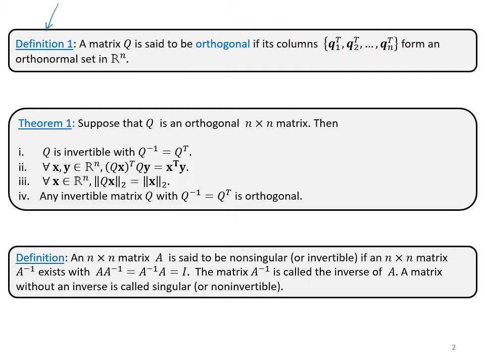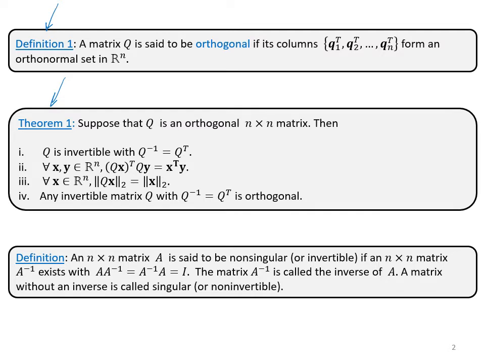A matrix Q is said to be orthogonal if its columns q1, q2, ..., qn, all of them transposed, form an orthonormal set in Rn. So here it's better to say that orthogonal matrices are orthonormal, because the columns form not just an orthogonal but an orthonormal set of vectors. The next set of properties I will state as a theorem.